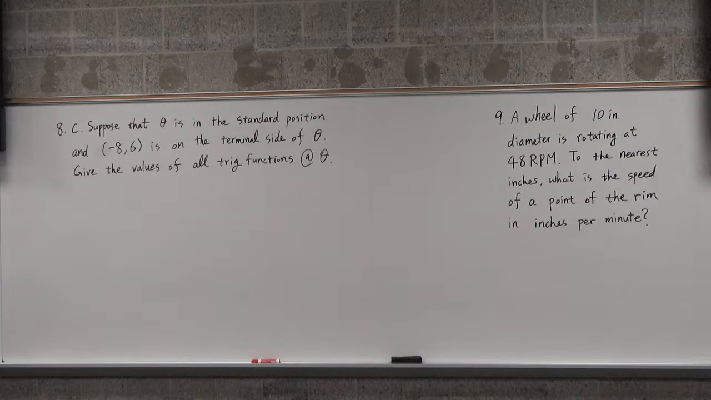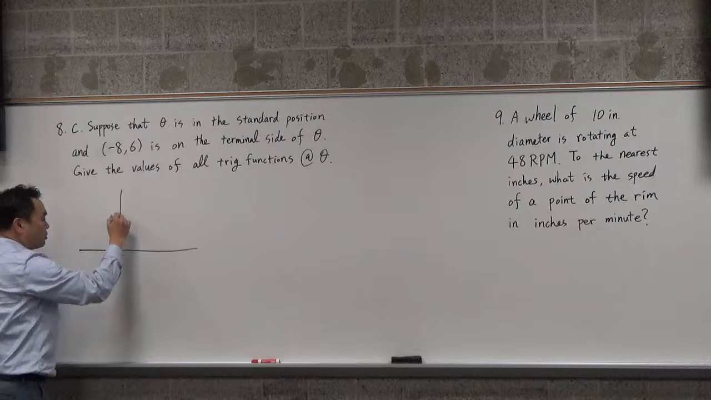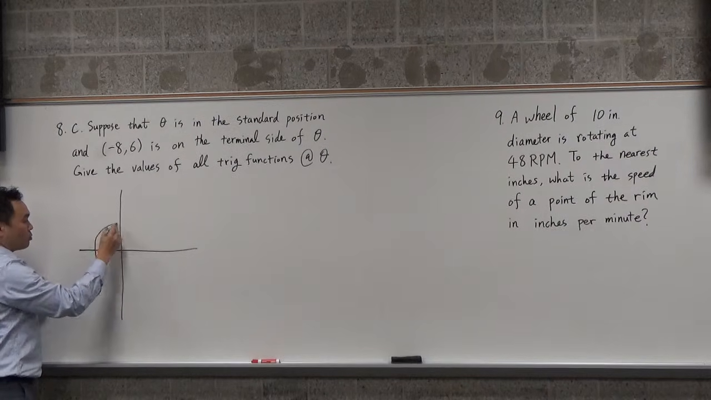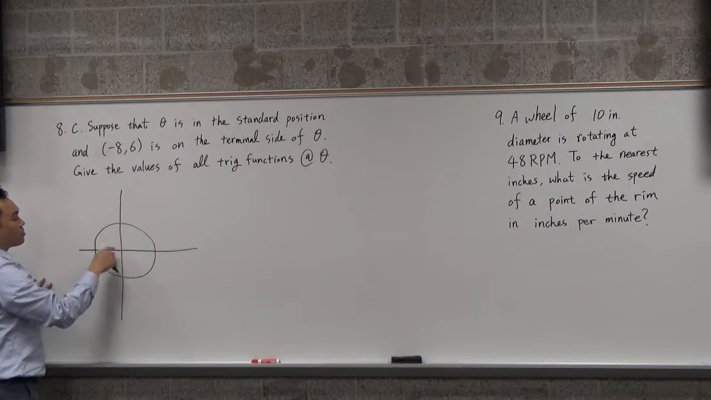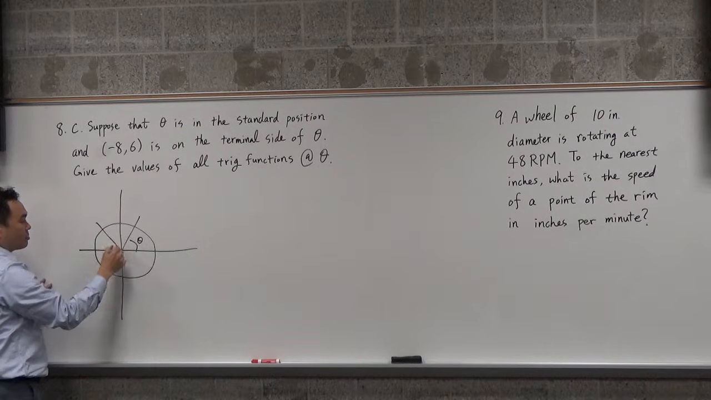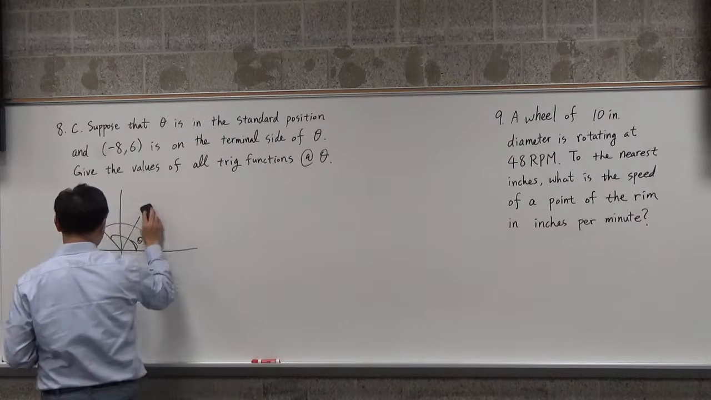Suppose that theta is in the standard position. Now, what does that mean? Well, standard position means the usual way you put the theta on the unit circle. So on the unit circle, you have some angles like that, right? Here's the angle. Some angle could be like this. So that's what it means to be in the standard position.